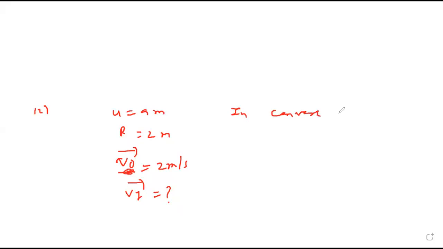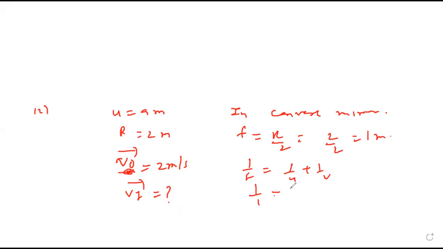So in a convex mirror, f will be R by 2. That means f is 1 meter. Now 1 upon f equals 1 upon u plus 1 upon v. So 1 upon 1 equals 1 upon u, u is 9 meter, plus 1 upon v. Therefore 1 minus 1 upon 9 is 1 upon v. So 8 upon 9 is 1 upon v. V is 9 by 8.